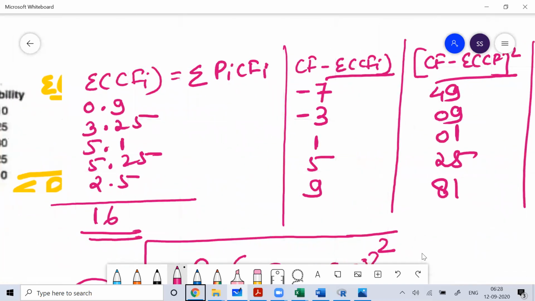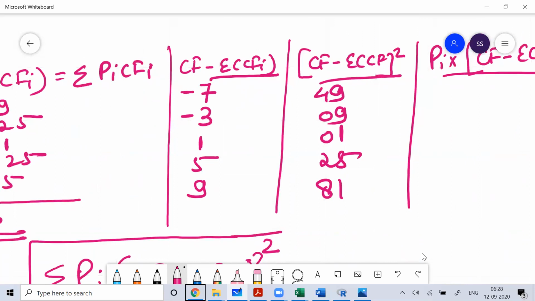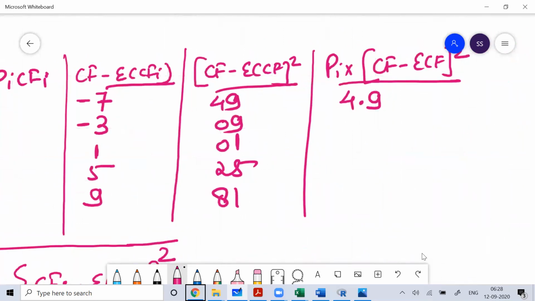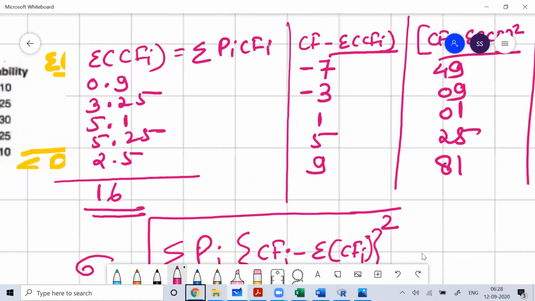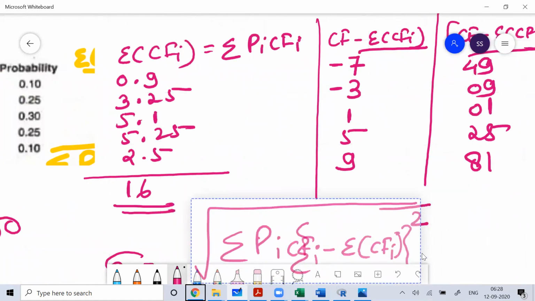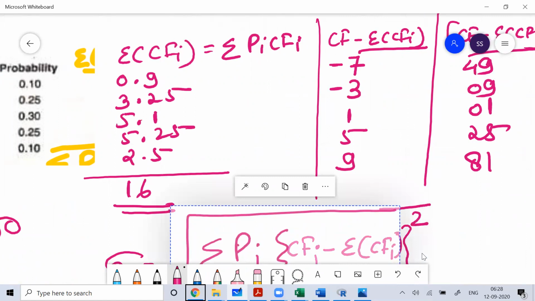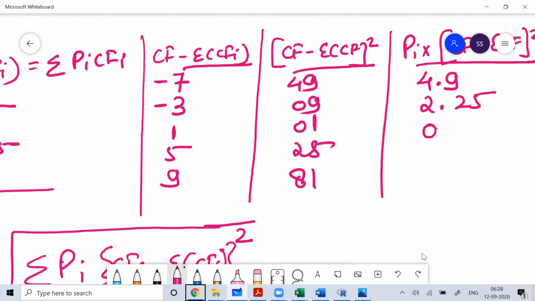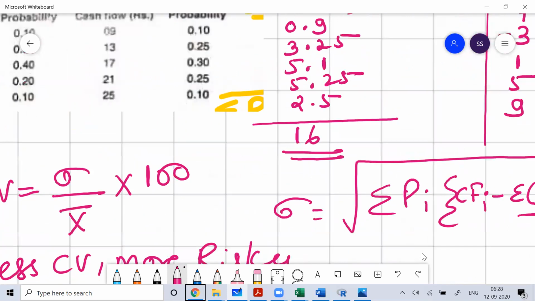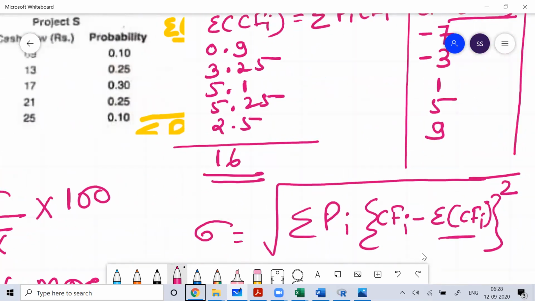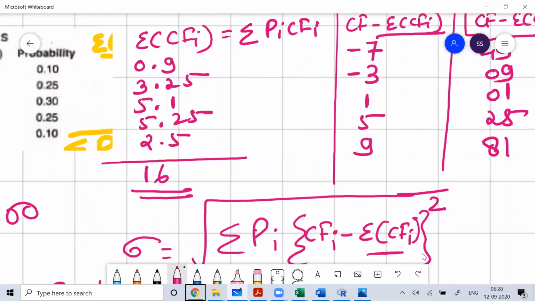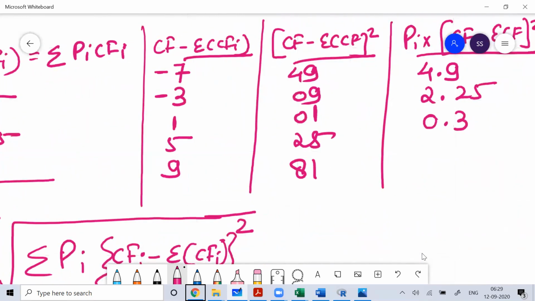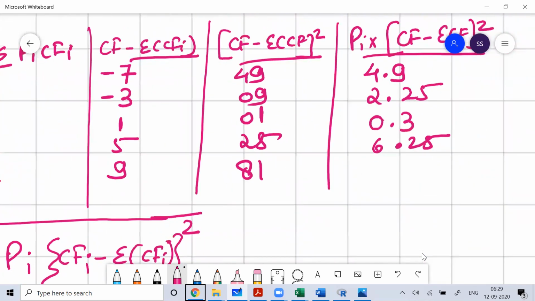So 49 into 0.1 is 4.9. 9 into 0.25 means 2.25. Then 1 into 0.3 means 0.3. Then 25 into 0.25 means 625, 25 square, then 2 decimals, 6.25. And then 81 into 0.1 is 8.1.